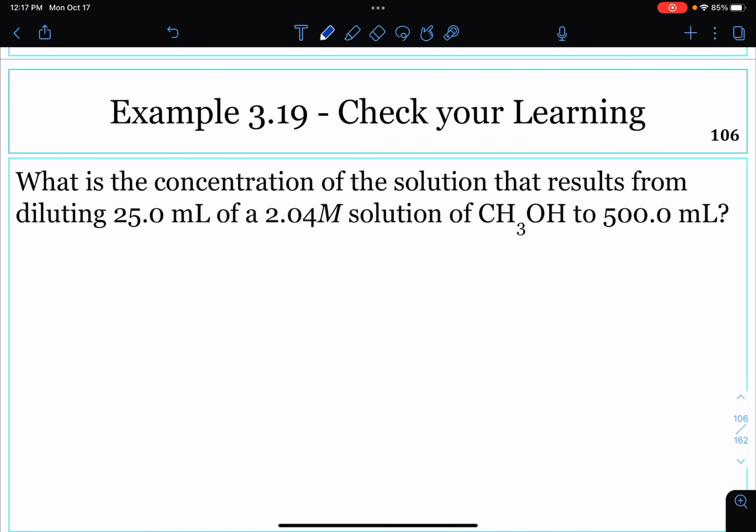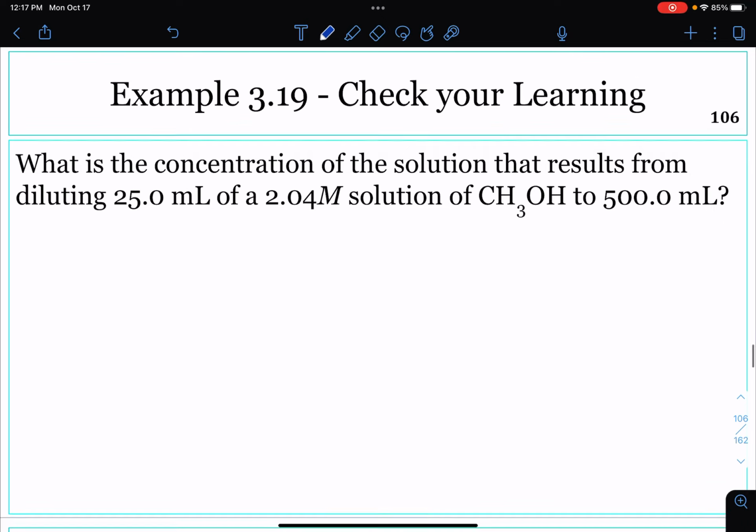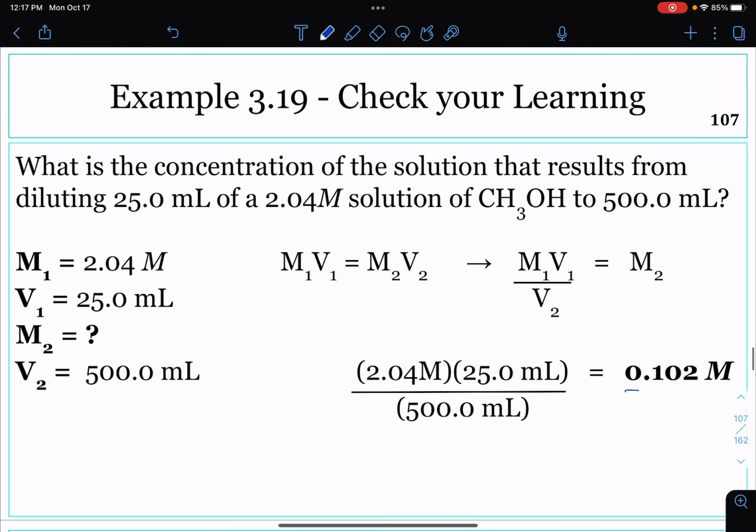Here's our next practice problem. Pause and try to work out this problem on your own before moving ahead to see the answer. Here is the answer, 0.102 molarity. The new or second molarity should always be less than the original molarity because we are diluting, making the concentration less. And the new or second volume should always be more than the original volume because we are adding solvent to the solution, so we should always have more volume after the dilution.